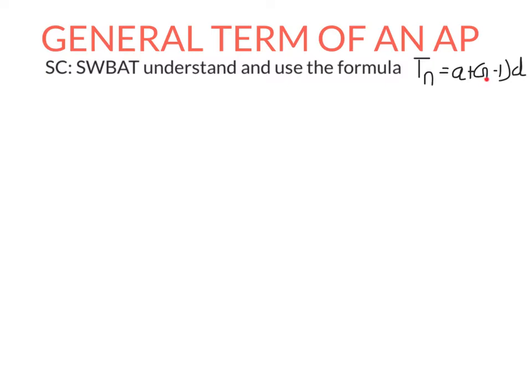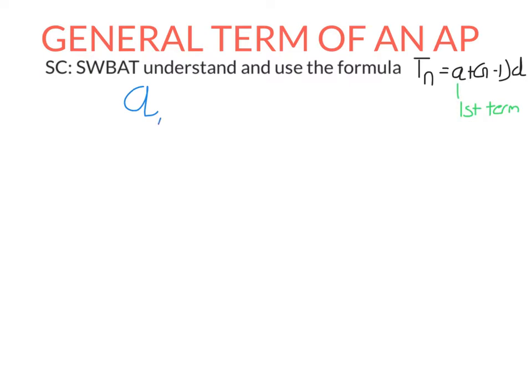But firstly, why is this the formula? A lot of people get confused. Why is it n minus 1 when we're finding Tn? Well, this is what an arithmetic sequence looks like. So we start with some number a. We're just going to let a be the first term.